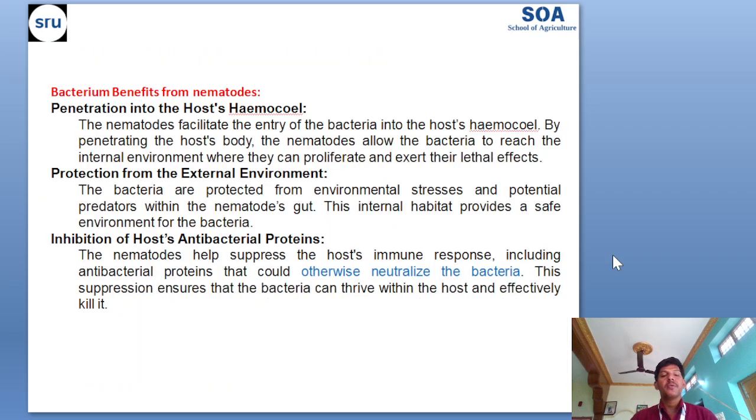Then what is the benefit for the bacterium from the nematode in this symbiotic association? This nematode helps the bacteria in penetration into the host hemocoel, and protects the bacteria from the external environment as well as from the host antibacterial proteins. Otherwise, these antibacterial proteins would neutralize the bacteria. Like that, in this symbiotic association, bacterium is benefited from nematode and nematode is benefited from the bacteria.